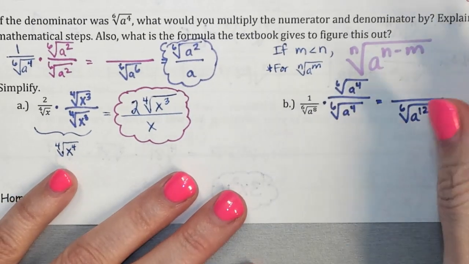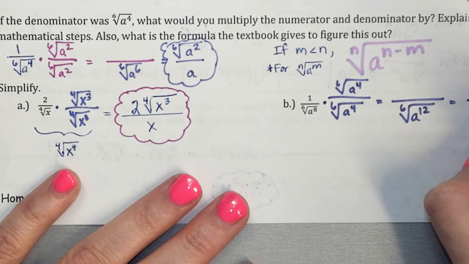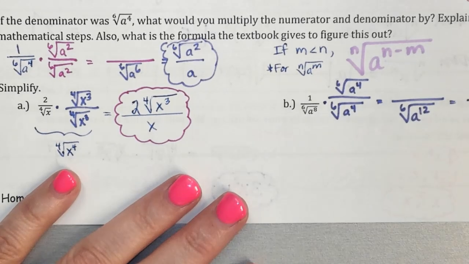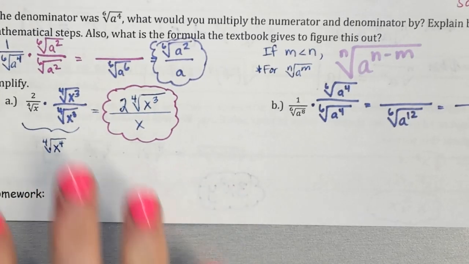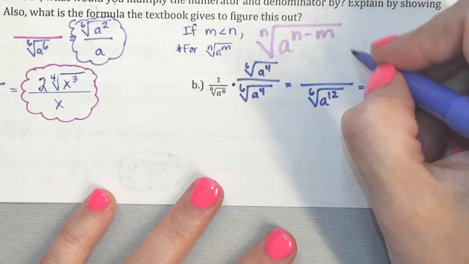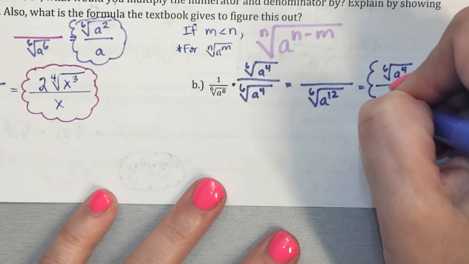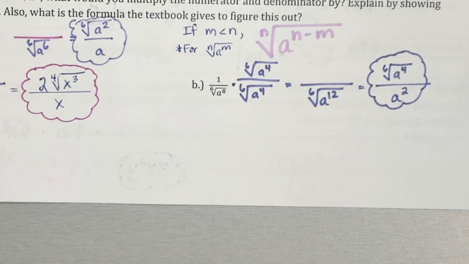How many times does 6 go into 12? Twice, so this is a squared. So a to the power of 2. Okay, and then of course we're multiplying by 1. So this is going to be your final answer.